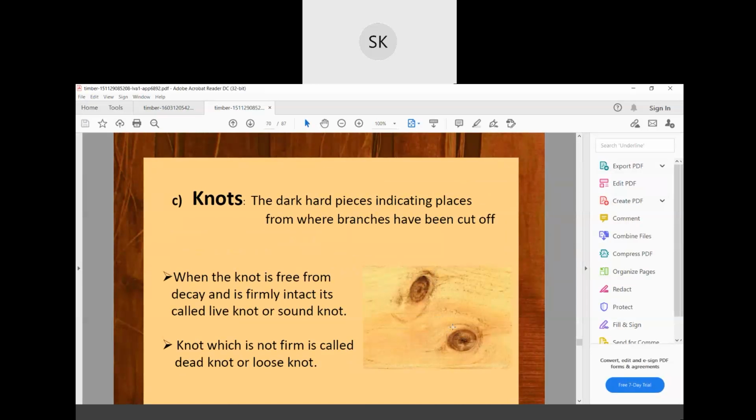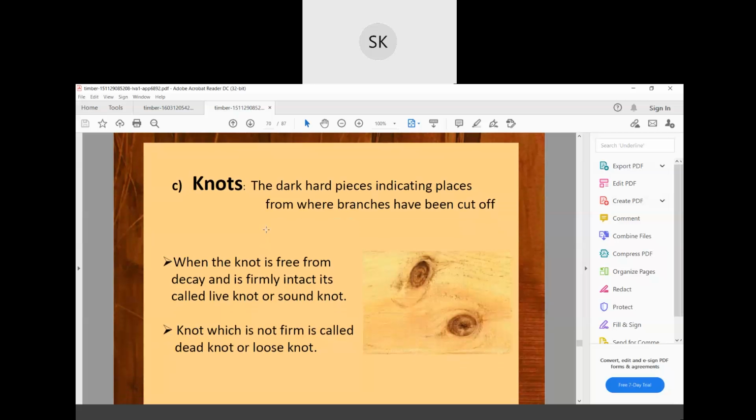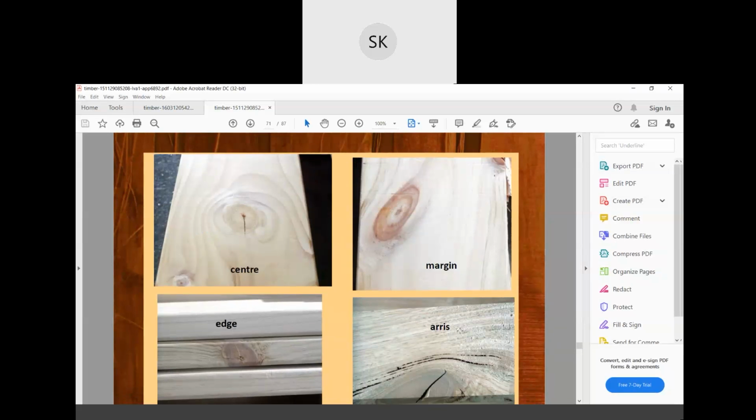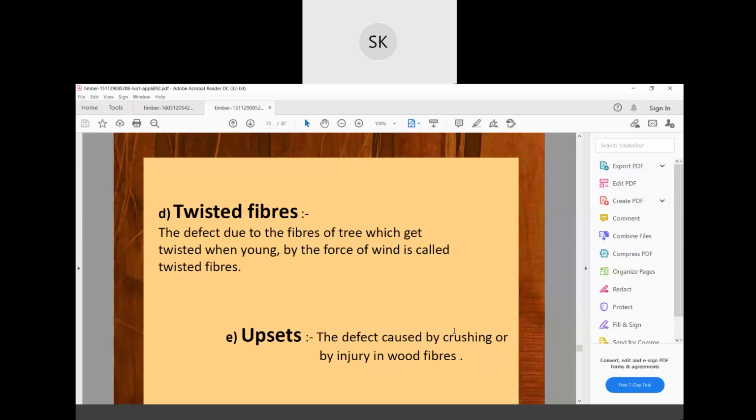Next, knots. These kinds of knots you must have seen in all those plywoods you generally use for shuttering. The dark hard pieces indicate places from where branches have been cut off. When the knot is free from decay and is firmly intact, it's called live knot or sound knot. A knot which is not firm is called dead knot or loose knot. This is in the center, margin, edge, and areas.